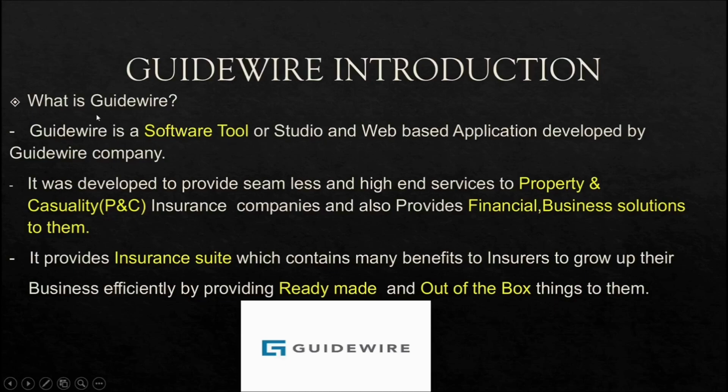They developed Guidewire Studio to provide seamless and high-end services to property and casualty insurance companies, and also to provide some financial and business solutions to these insurance companies. So here, what are property and casualty insurance companies? Property is nothing but your bike or your building, or you yourself, and casualty means when a sudden loss occurs to you due to some incident. Suppose it's a theft, or an event like an earthquake or a tsunami that damages you, your property, your building, and your vehicles.